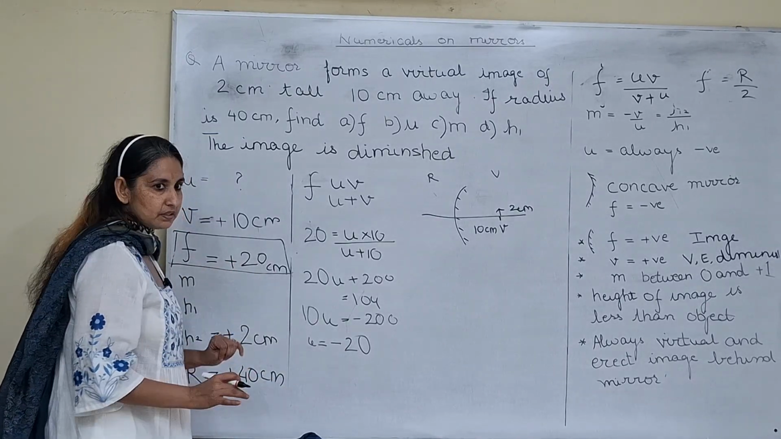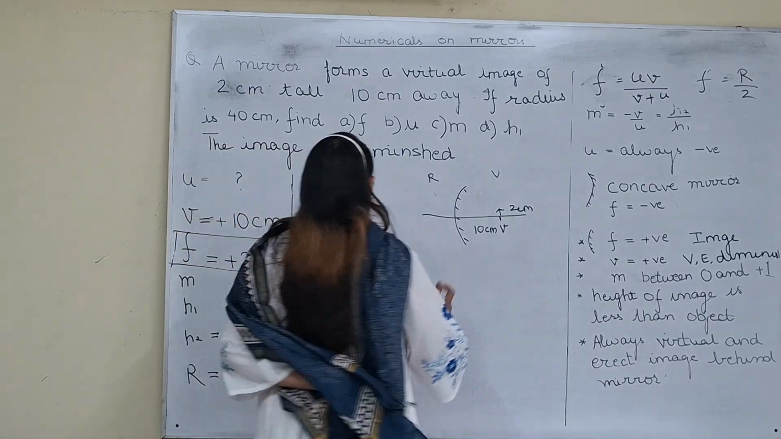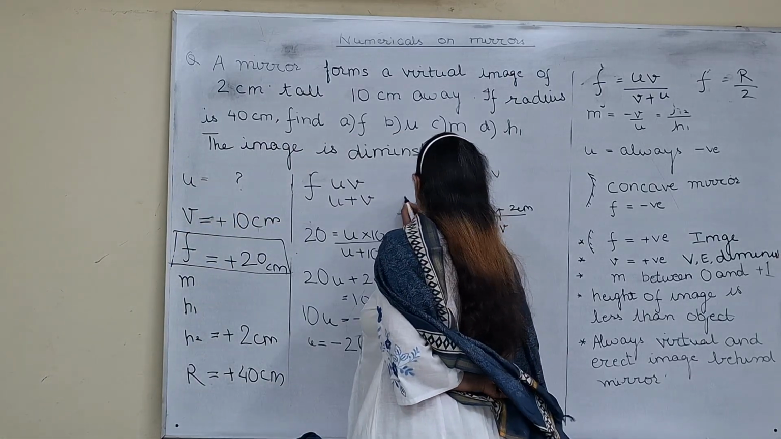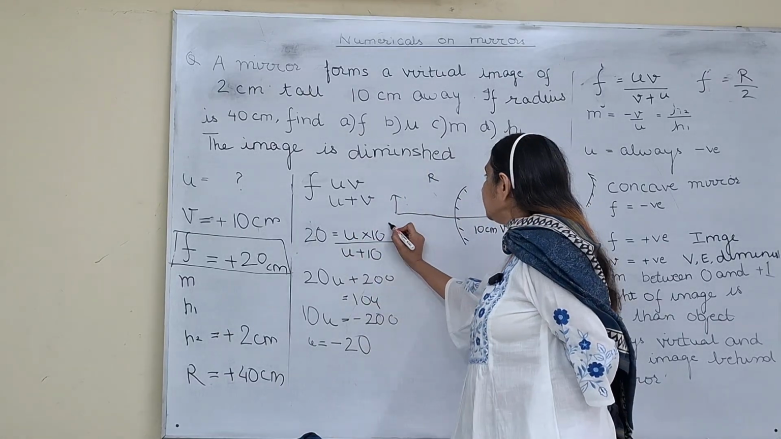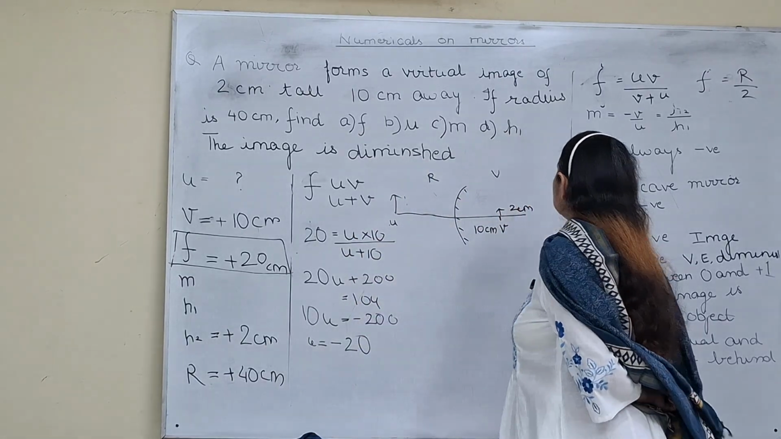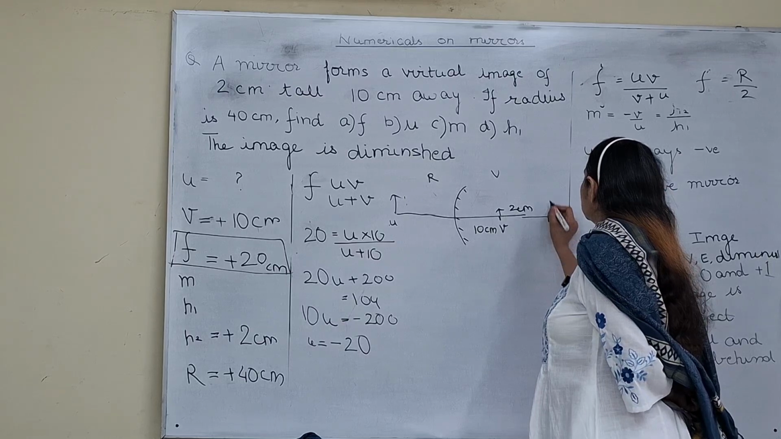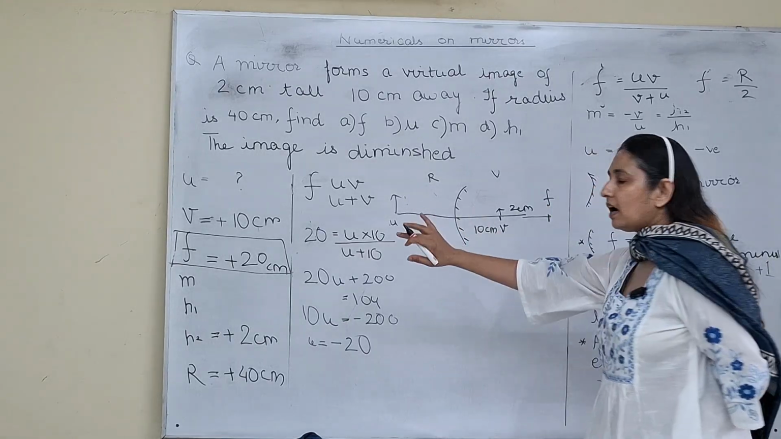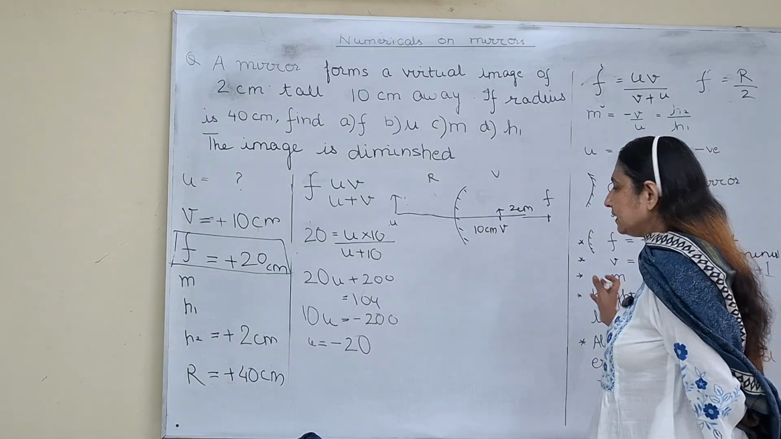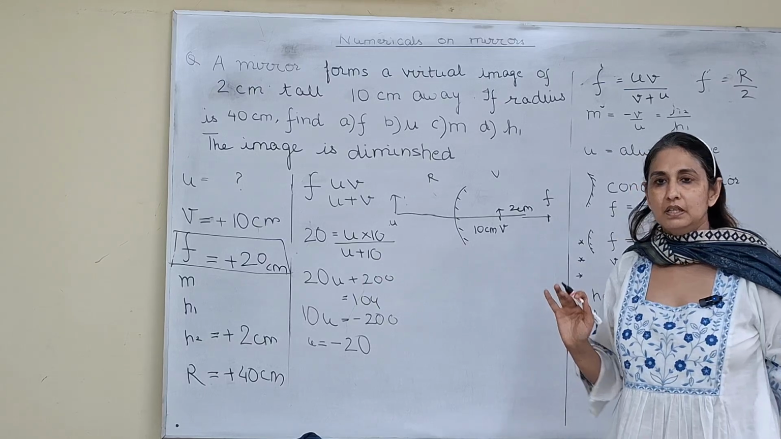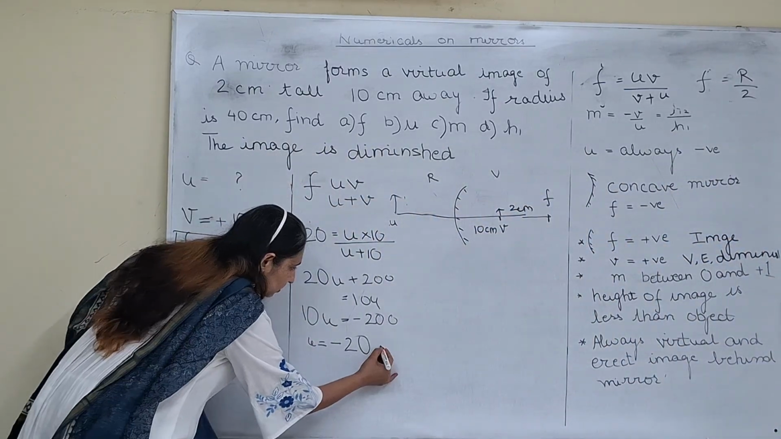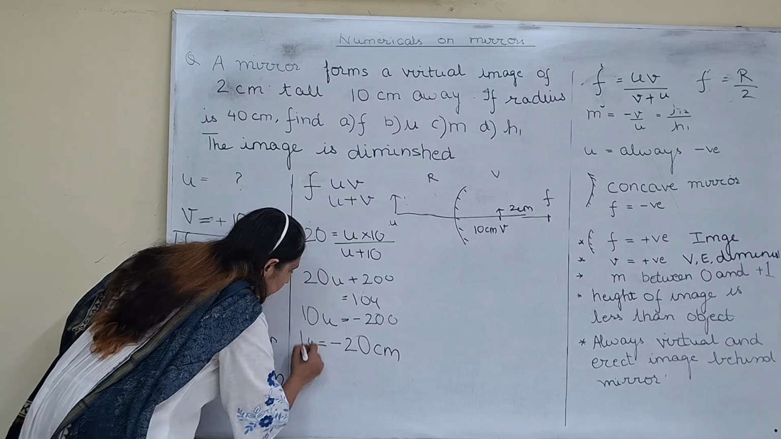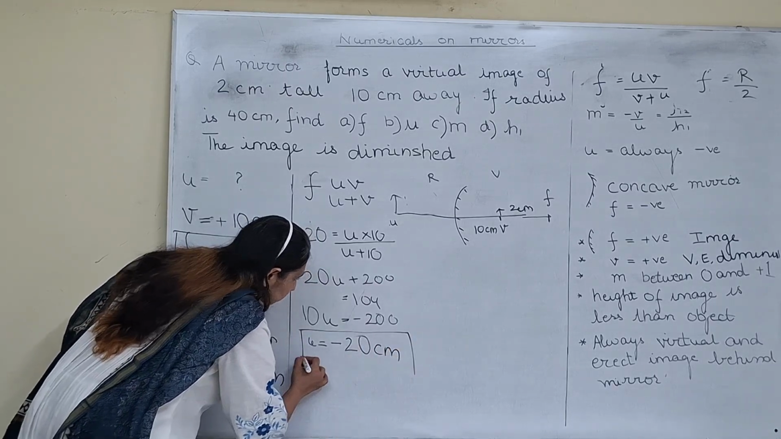But there is a difference. What is the difference? U will be somewhere here, negative. This will be U. But the focal length will be somewhere here. So it is possible to have 20 here and 20 centimeter there. So this is going on fine. So we have found out U. Who will write the units? I am not writing any units.